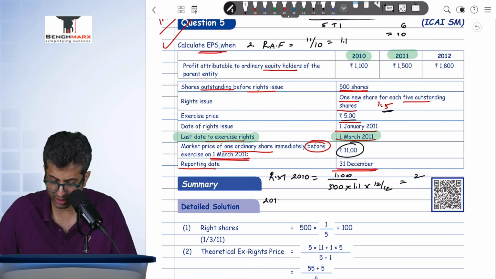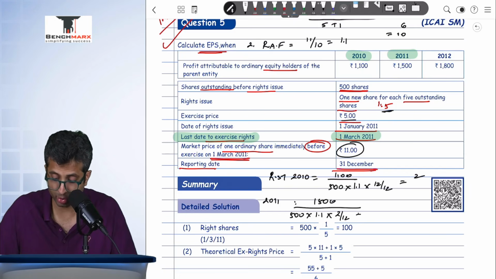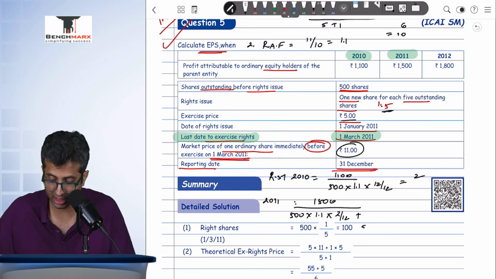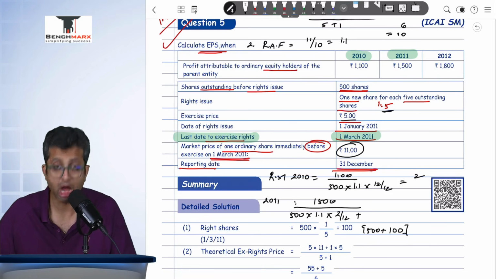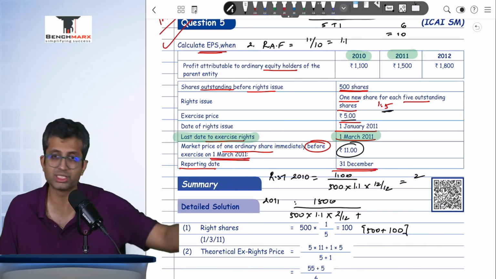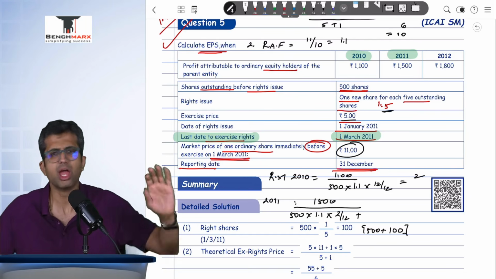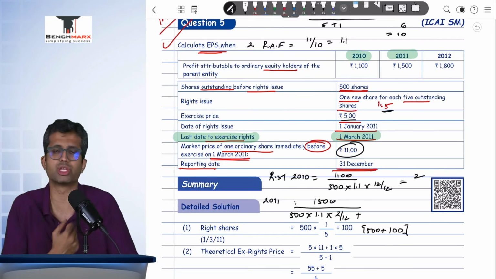Second, for 2011 you will have 1500. In the denominator, however, you will say that at the beginning there were 500 shares into 1.1. Acha, this will be outstanding for how many months? Sir, 2 months on a cumulative basis. After that, can I say, along with the 500 shares, you have issued into 1 by 5, 100 right shares. These 100 right shares will include shares which were issued for consideration, as well as shares which were issued without consideration. So let us say simplistically, 50 shares were issued for consideration, 50 shares were issued without consideration.